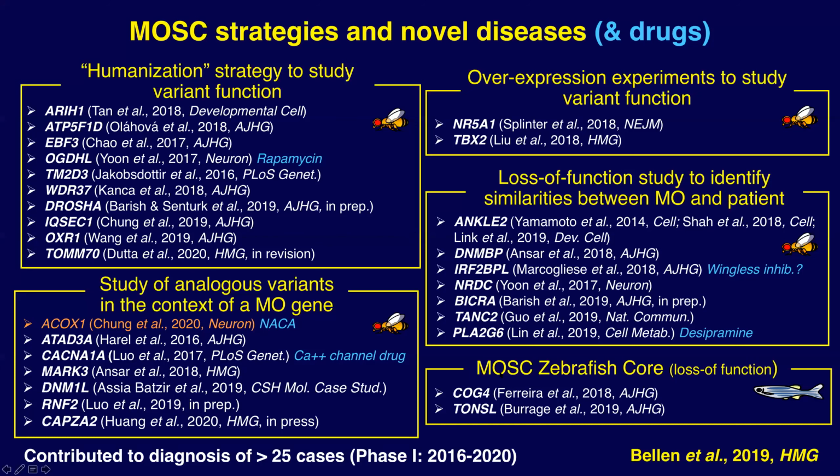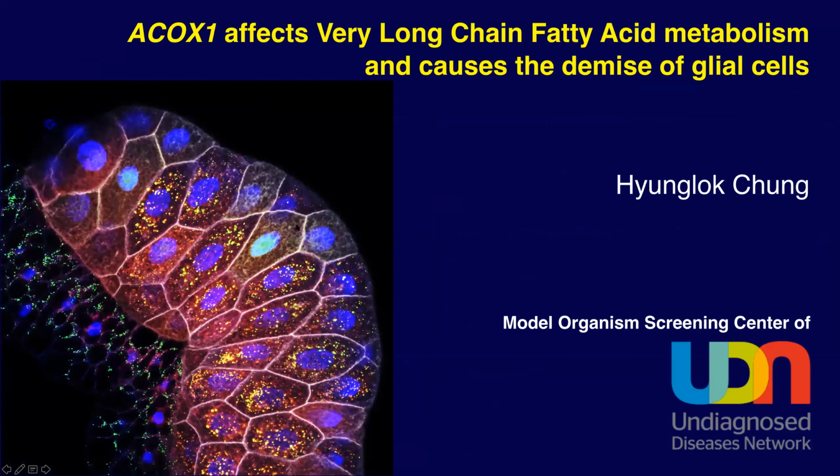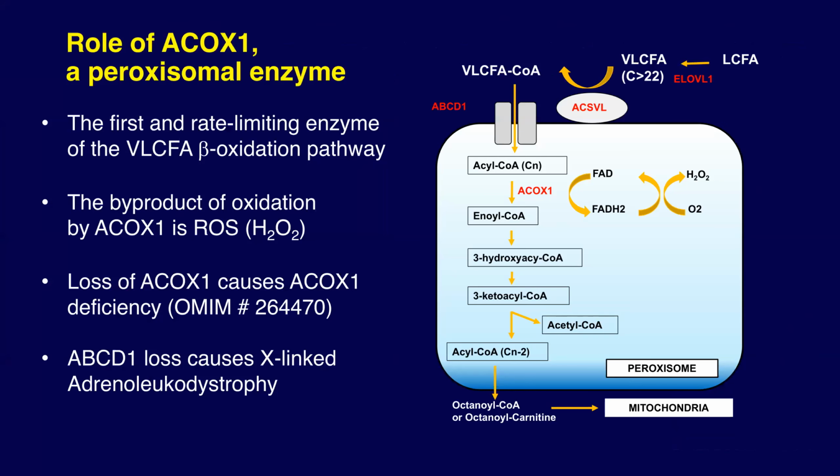And as mentioned before, the MOSC has also been successful at identifying new human genes and participating in diagnosis. So now I will focus on one gene, ACOX1, which is a case study that was just published in Neuron a few weeks or months ago. ACOX1 is a protein present in peroxisomes that affects very long chain fatty acid metabolism and causes the demise of glia. This work was done by Hyung-Lok in my lab.